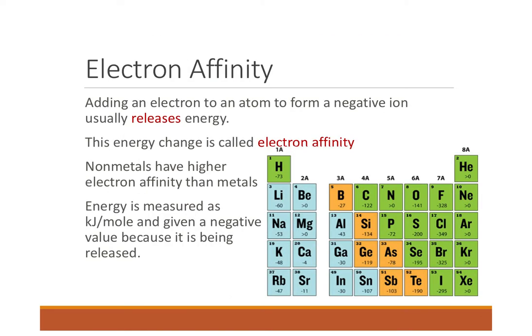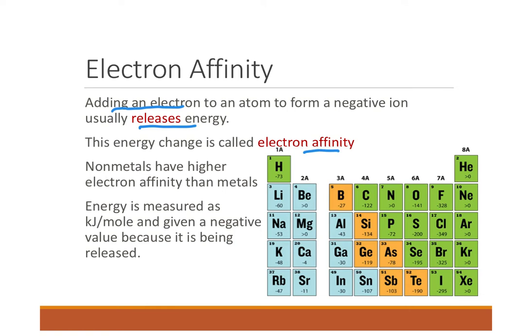A related characteristic is known as electron affinity. When you add an electron to an atom, and this is what happens to make a negative ion, or an anion, it usually releases energy. So you have to put energy in to pull an electron away, but if you can stick an electron on, you usually get some energy back for it. And this energy change is called electron affinity.